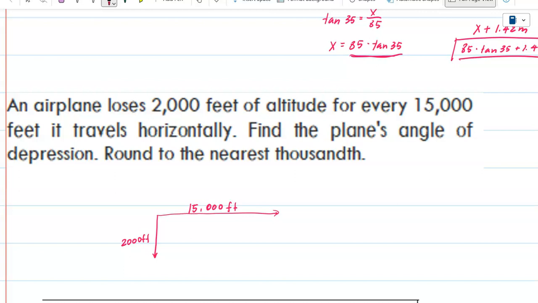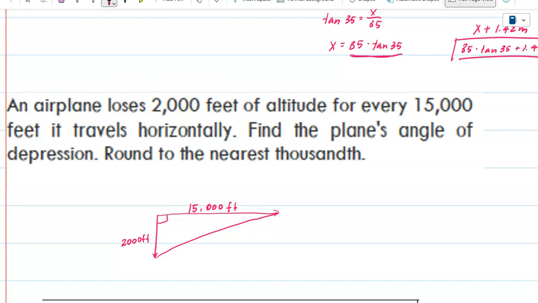Okay, and that's why you can think of tangent as slope. You can think of tangent as slope. This is exactly a slope problem. Okay, find the angle of elevation. Okay, find the angle of depression.